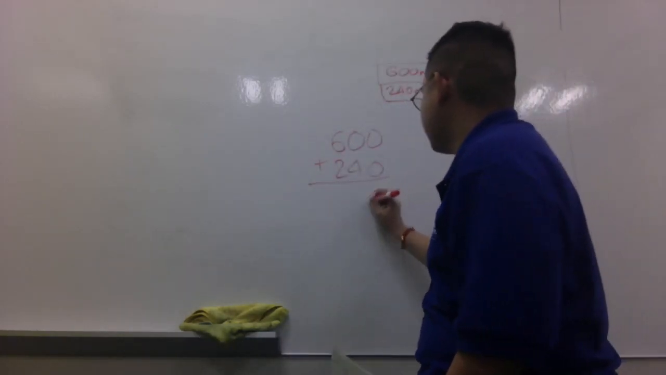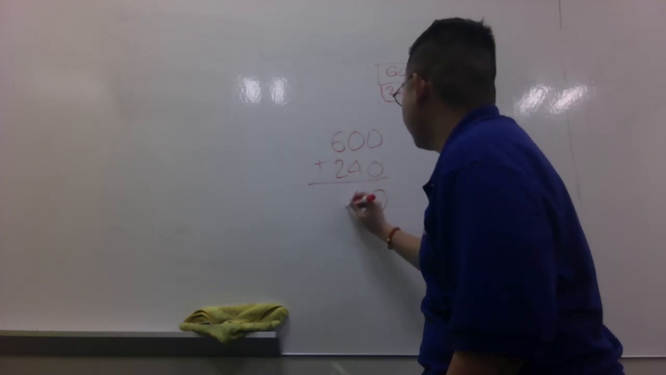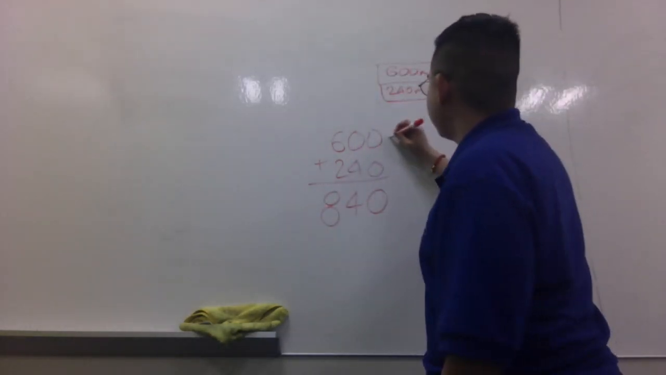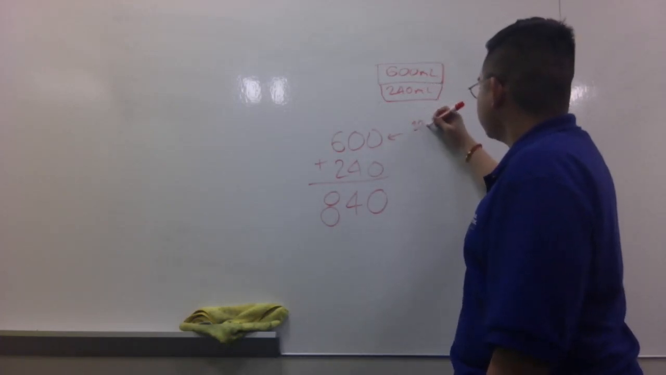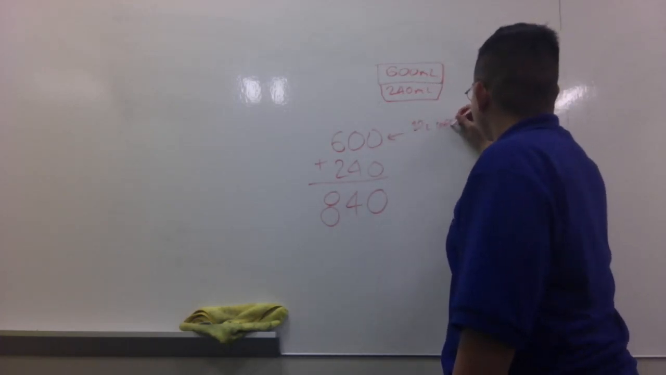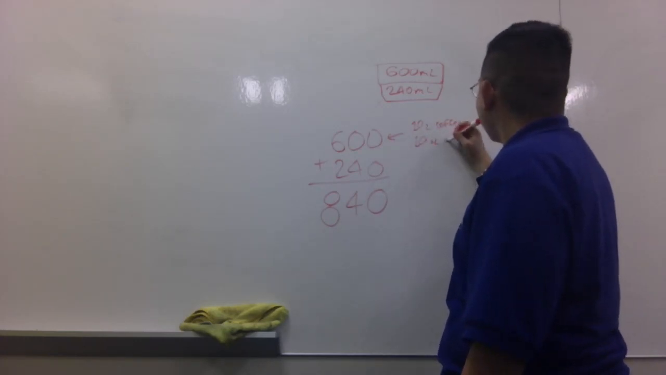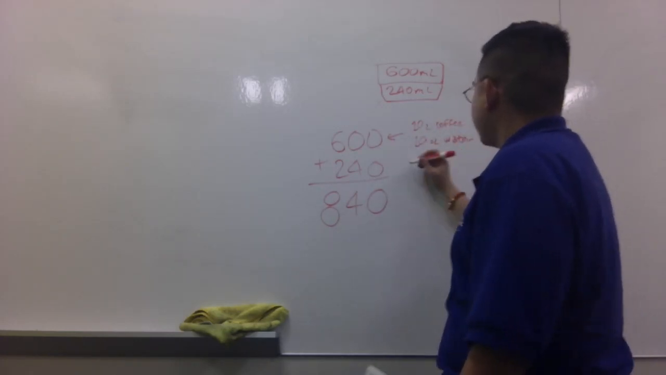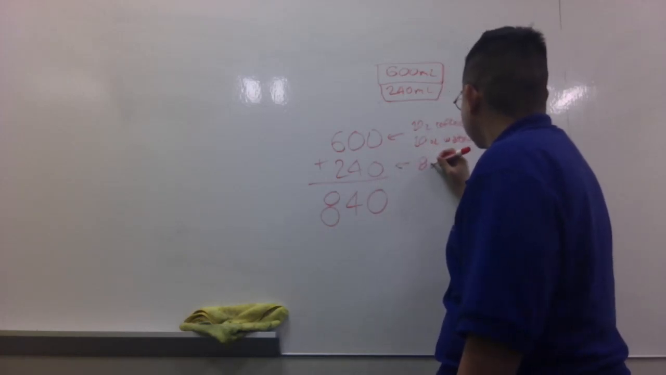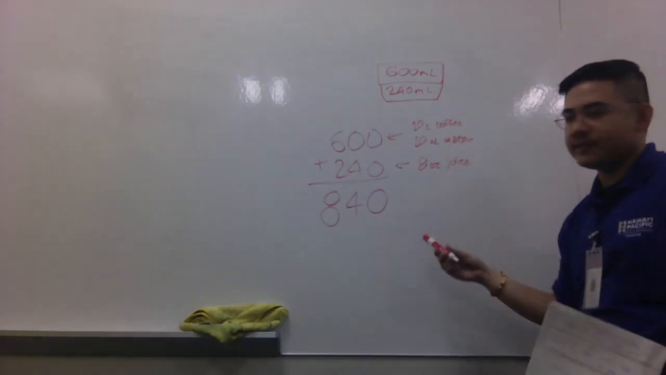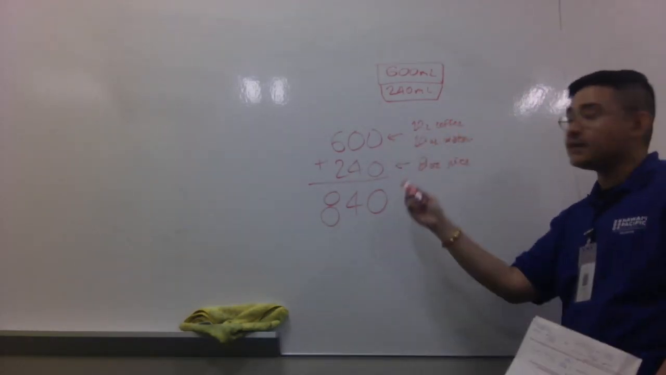Okay, we have a 0 over here, we have a 4 over here, and we have an 8 over here. So this is from 10 ounces of coffee, 10 ounces of water, and this is from 8 ounces of juice. Okay, so this is how we come up with these numbers.